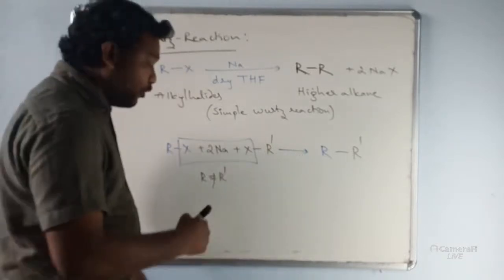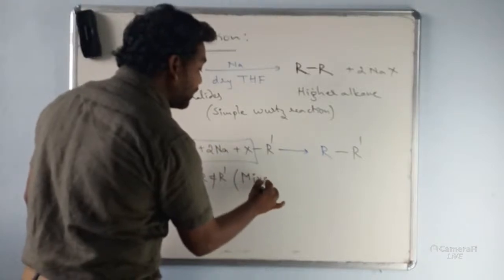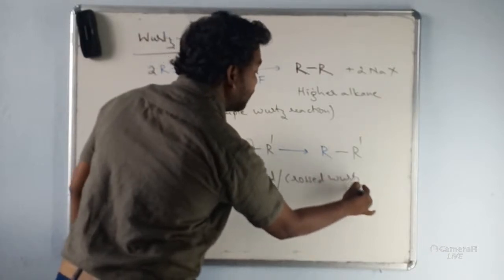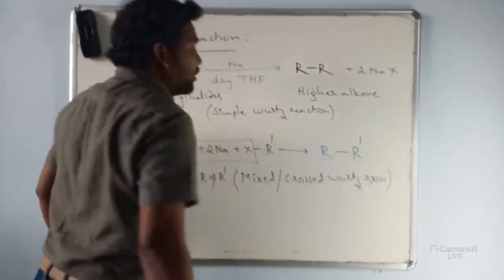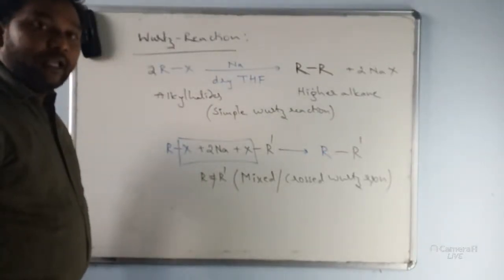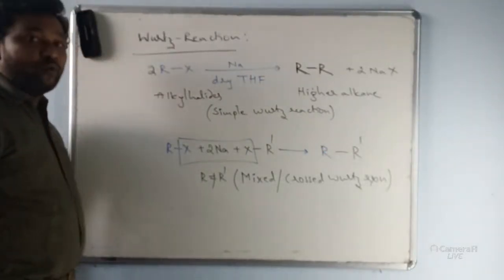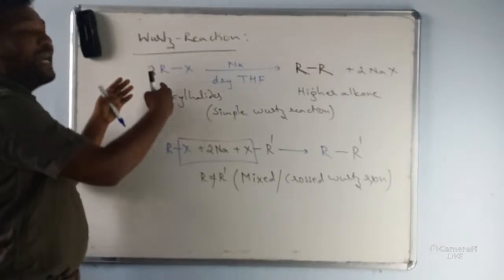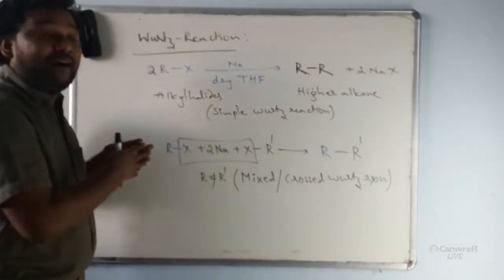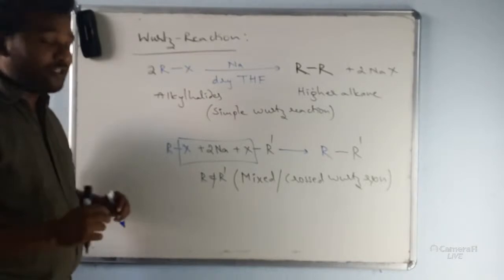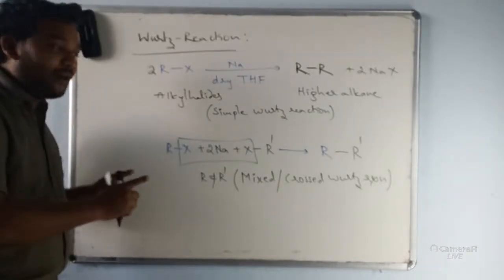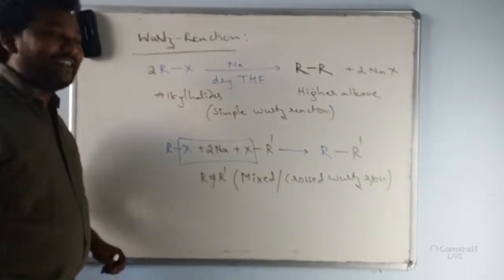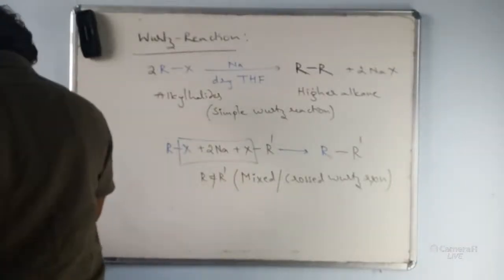This is called a mixed or crossed Wurtz reaction. Easy, right? So take a screenshot of these two reactions. The Wurtz reaction is of two types based on the kind of alkyl halides involved. If the reaction takes place between two moles of the same alkyl halide, it is called a simple Wurtz reaction. If it takes place between two different kinds of alkyl halides, it is a cross Wurtz reaction. Please take a screenshot of this.